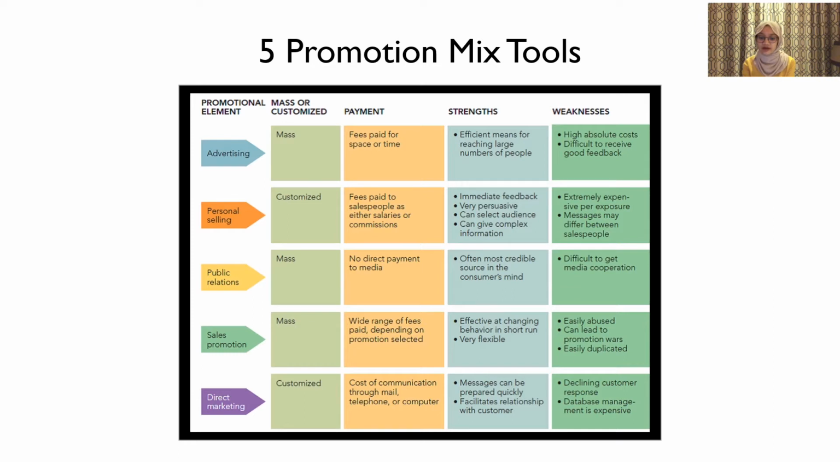The third one is public relations. It is mass. It has no direct payment to the media. The advantage is that it is the most credible source in the consumer's mind, but the weakness is that it is difficult to get media cooperation. For sales promotions, it is mass. It has a wide range of fees paid depending on the promotions selected. It is effective at changing behavior in the short run and is very flexible, but the disadvantages are that it is easily abused, can lead to promotion wars, and is easily duplicated.